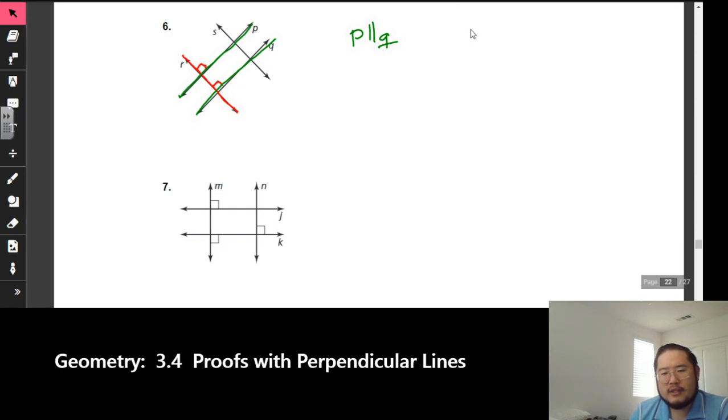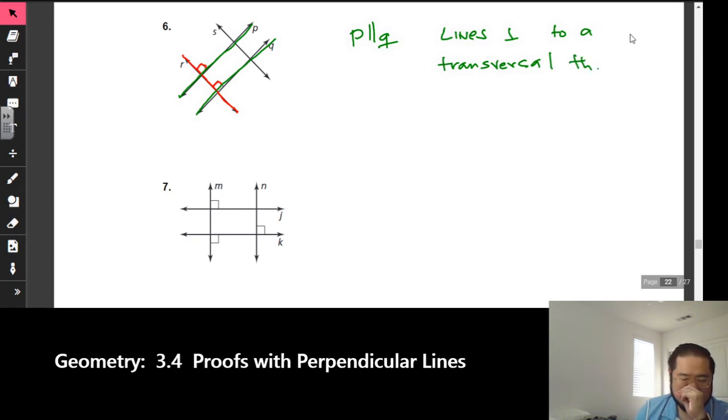Okay, and I guess the official reason right here is lines perpendicular to a transversal theorem. All right, and that's why those 2 can be parallel to each other. We take a look at number 7 next.